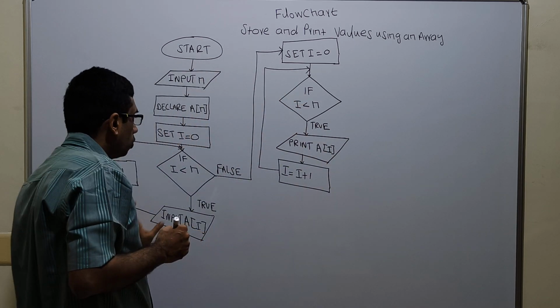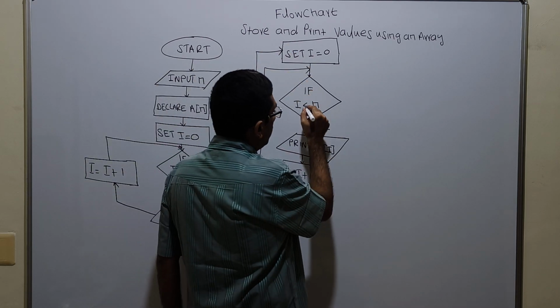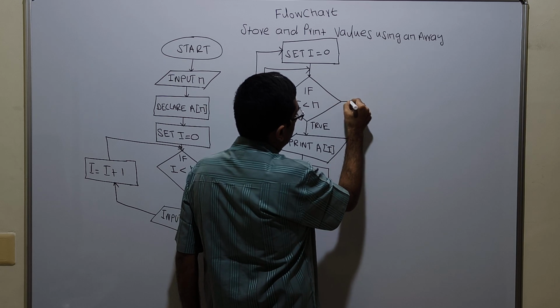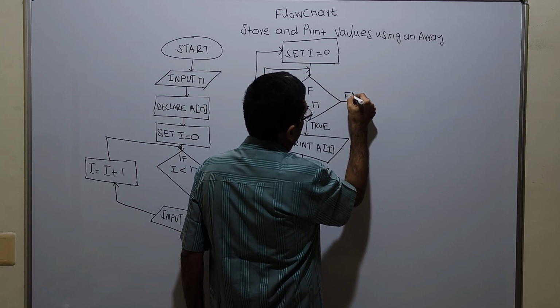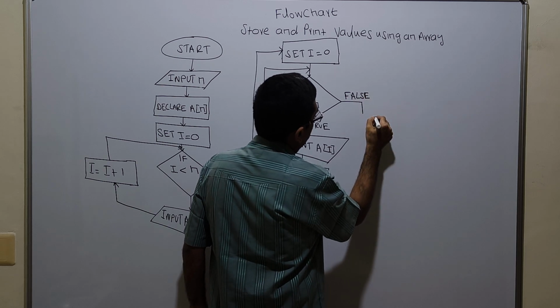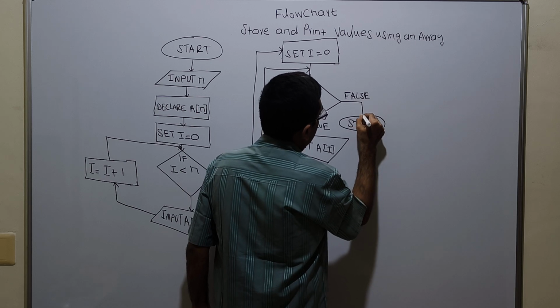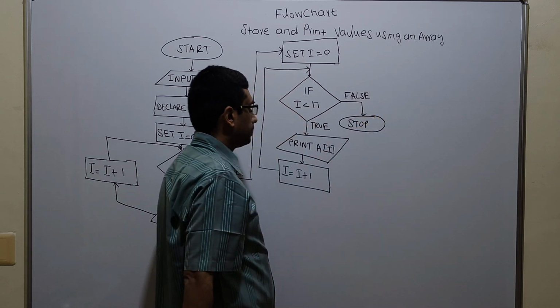So this is the input loop. This is the display loop. So if I less than n is false, I am ending the flowchart with the logical stop symbol.